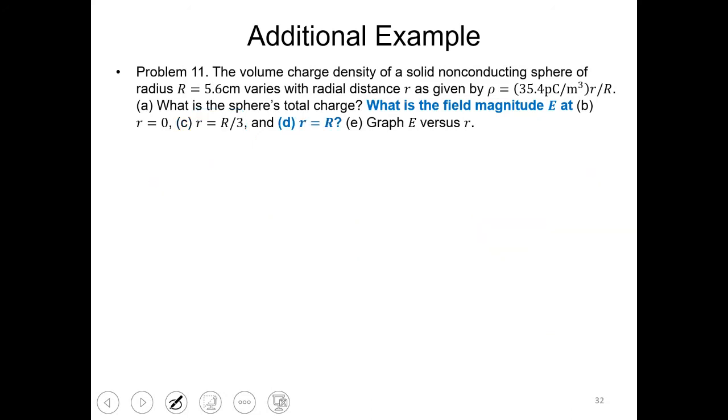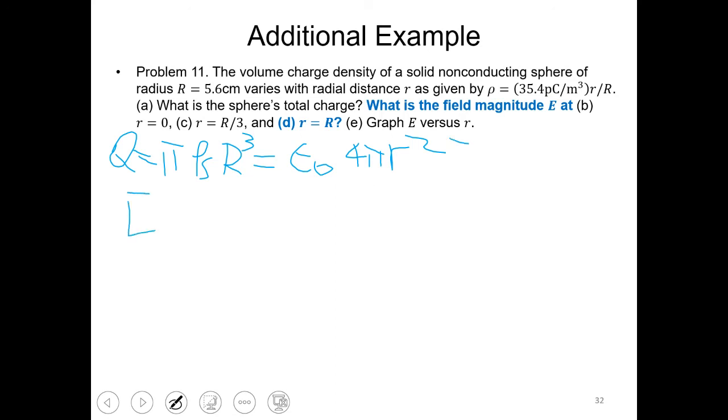Okay, so next, r is equal to R. We just calculate Q equals pi rho s R cubed, and it will be equal to epsilon 0 E 4 pi r squared. So we assume that r is larger or equal to R, so we will get the expression for E.